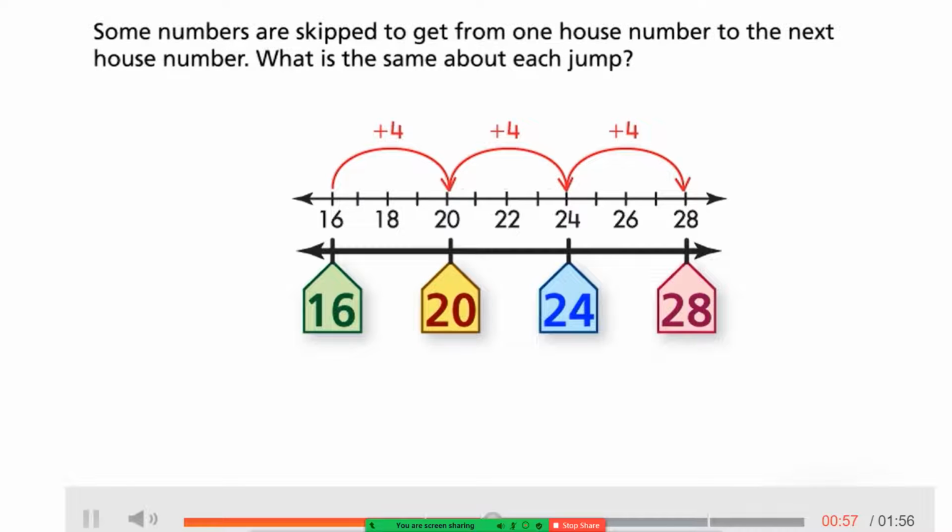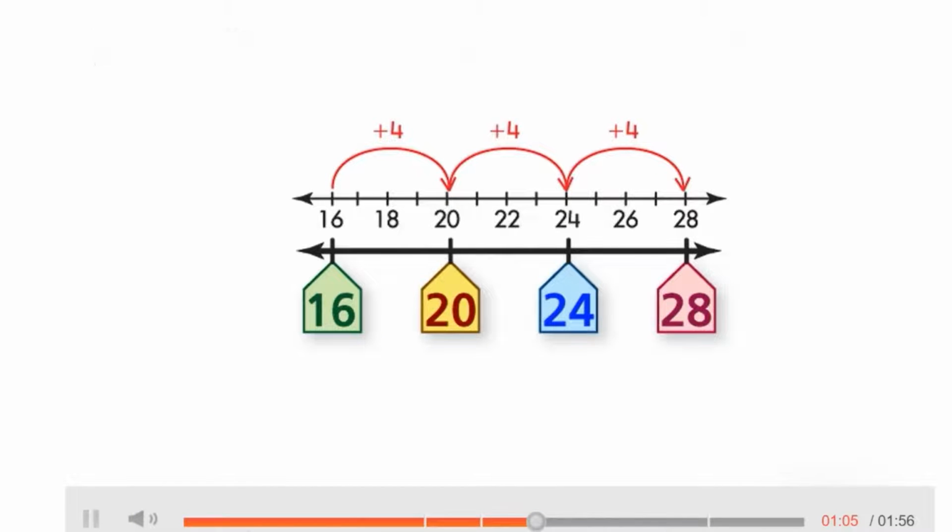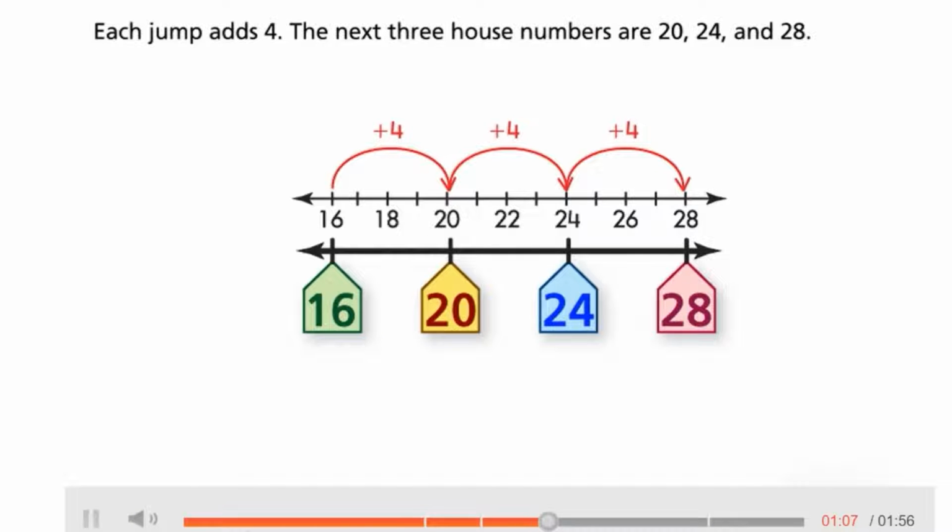Some numbers are skipped to get from one house number to the next house number. What is the same about each jump? Each jump adds 4. The next 3 house numbers are 20, 24, and 28.